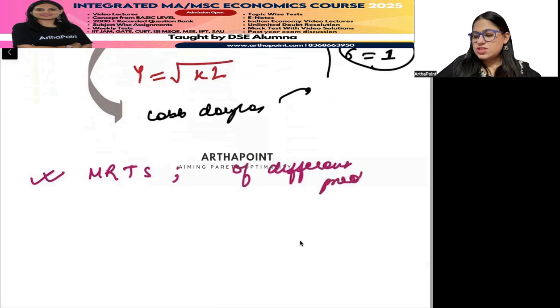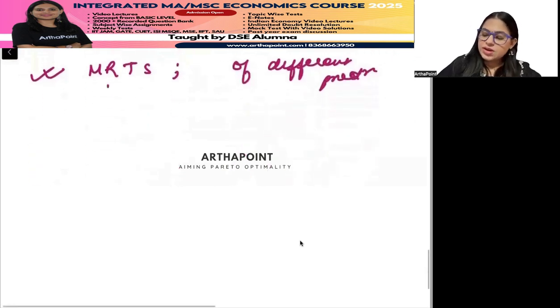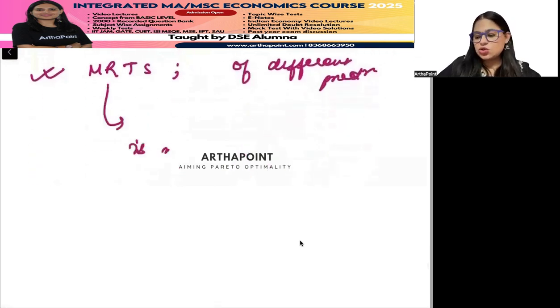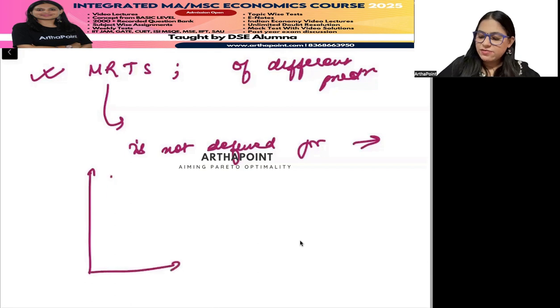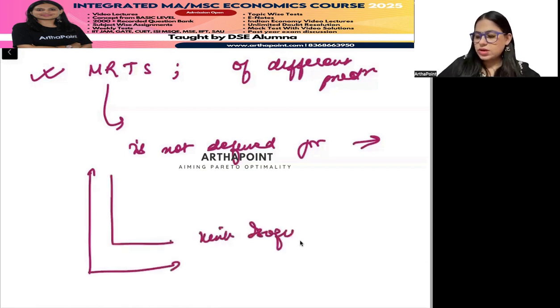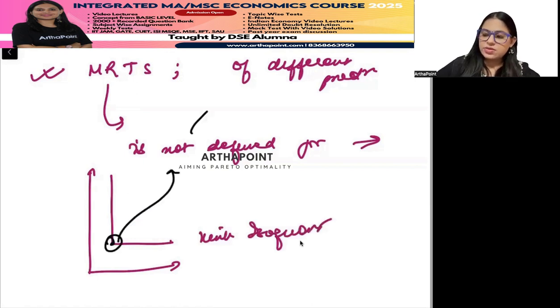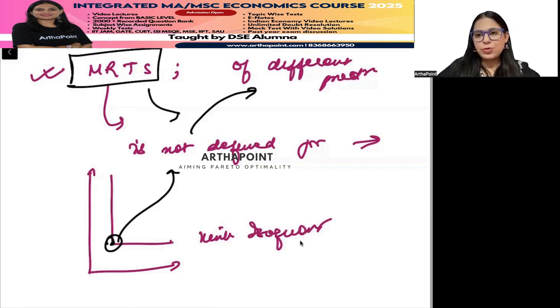है ना? तो जैसे अगर मैं आपको बोल दूं कि the MRTS is not defined for, तो हमें पता है that if I have a kinked isoquant, right? So MRTS is not defined at the point of kink, right? So MRTS is not defined for kinked isoquants at the point of kink. So ये जो features हैं, you need to be aware about these features.